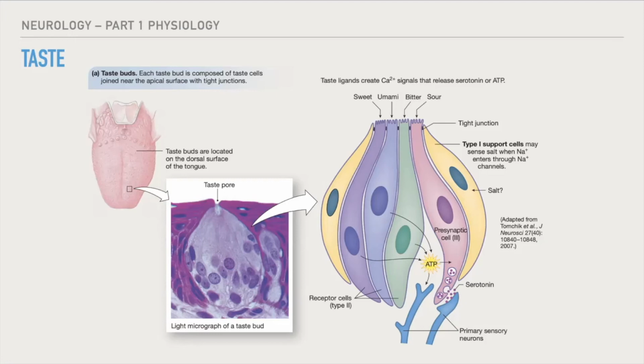In contrast to the olfactory system, in which the receptor cells are the primary afferent neurons, in the gustatory system the receptor cells are not neurons. They are specialized epithelial cells that function as the chemoreceptors, and they are responsible for transducing chemical stimuli into electrical signals.